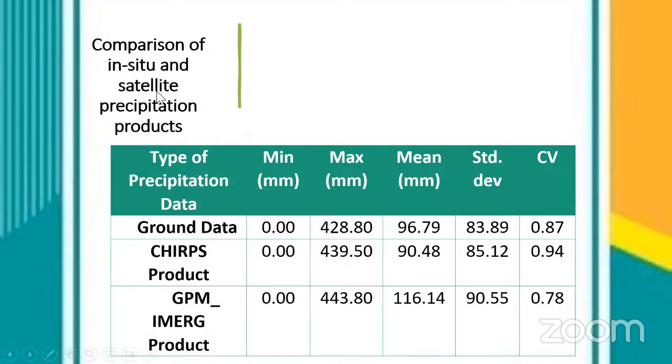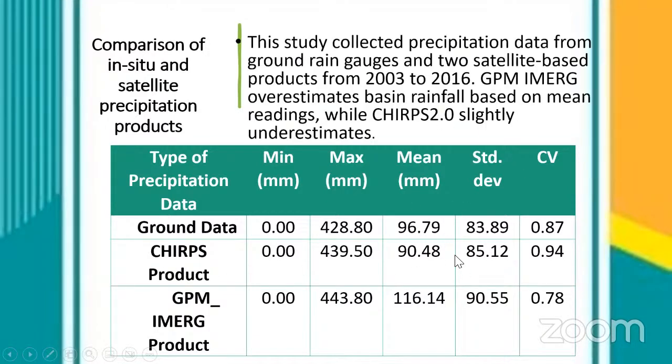The first one is only the precipitation product. Before we do any hydrological model, we did some precipitation data comparisons. Here we have ground data, we have the Turbines product, and we have GBM-IMERS. These two are the satellites. From the mean of the data that we have, we can see that the Turbines product underestimates, it gives us 90, where the ground data has 96.